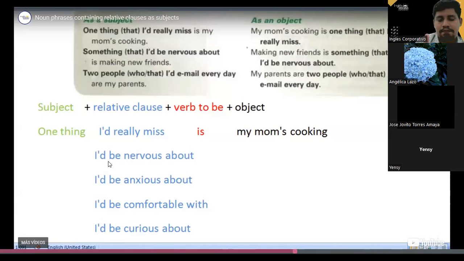Vamos a trabajar, siguiendo el patrón, estas cuatro oraciones: I'd be nervous about, I'd be anxious about, I'd be comfortable with, and the last one is going to be I'd be curious about. Completemos con un sujeto, un verbo y un objeto de la oración. Reescriban la oración completa y colóquenla en el chat box aquí en la plataforma de Zoom. ¿De acuerdo? Solo son cuatro oraciones.